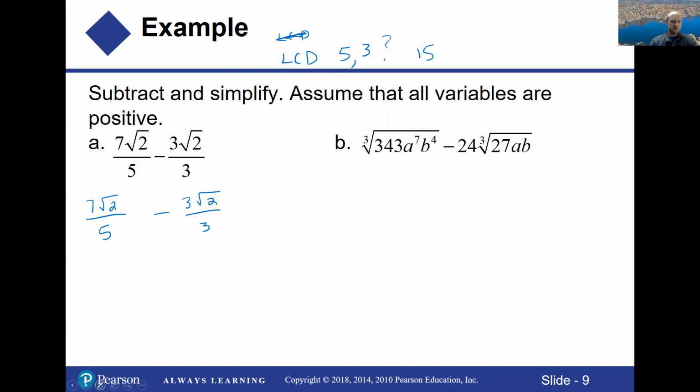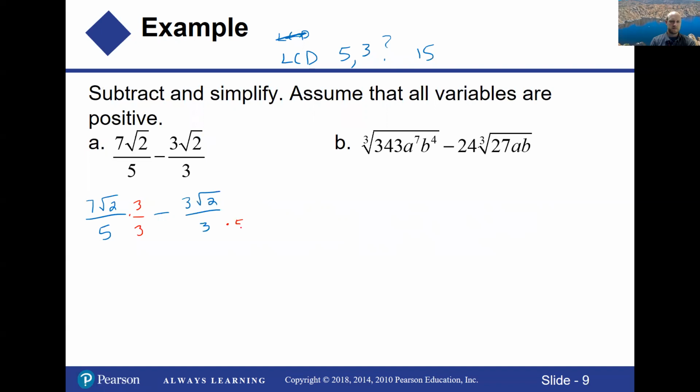I need to multiply top and bottom by that LCD. So to get the 15, I need to multiply this one by 3. And I multiply it top and bottom by 3 because I'm not changing the problem at all. 3 divided by 3 is 1. So essentially, I'm multiplying this by 1, which is not going to change this number. Any number that you multiply by 1 doesn't change it. I'm just changing the denominator, right?